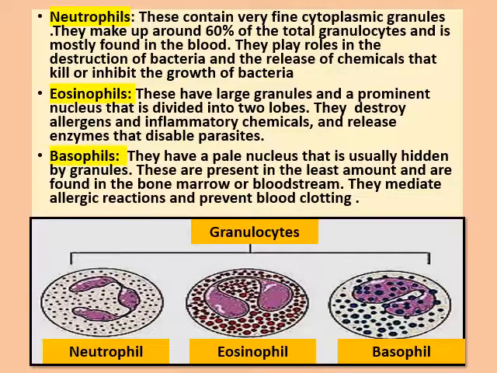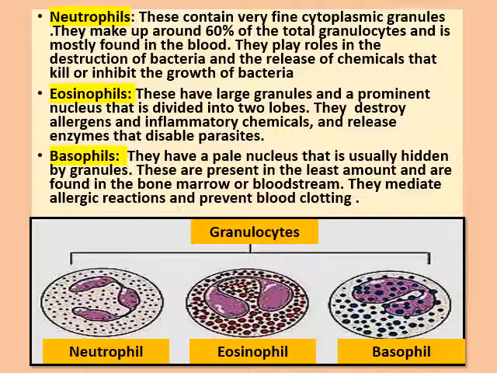Let's discuss the subclassification of granulocytes in detail. Neutrophils, like other granulocytes, are polymorphonuclear. The nucleus of a neutrophil contains different lobes that vary from 5 to 7. Their cytoplasmic granules are very fine. They make up around 60% of the total granulocytes, and they are important in destruction of bacteria and the release of chemicals that kill or inhibit the growth of bacteria.